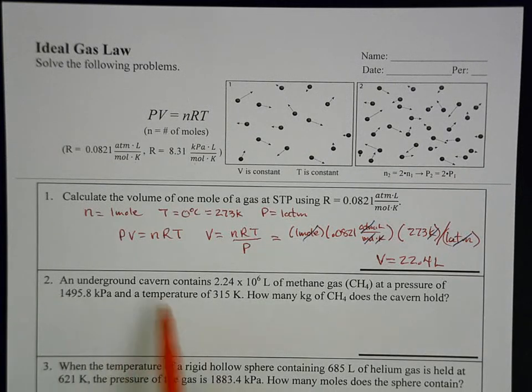All right, an underground cavern contains 2.24 times 10 to the 6 liters of methane gas, which is CH4, at a pressure of 1495 kPa and a temperature of 315 K. How many kilograms of CH4 does the cavern hold? This is really the big difference of the ideal gas law versus the other laws. I can now find out how much stuff I've got, not just in liters, not just in a temperature, pressure, whatever. I can actually find how many grams, how many kilograms of this stuff do I have.